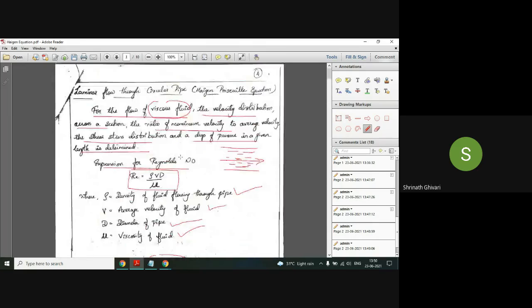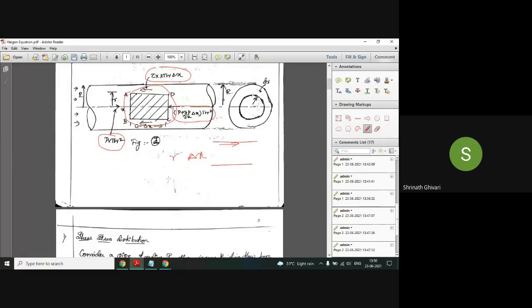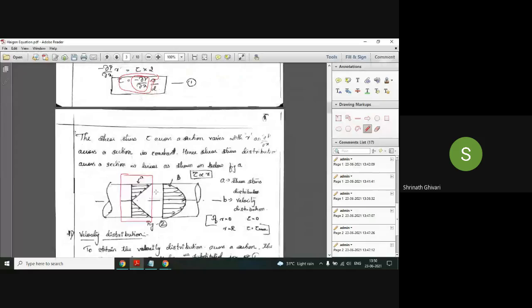So what do we have to derive? We have to derive the velocity distribution, the ratio of maximum velocity to average velocity, and the shear stress distribution. We have got the shear stress distribution. Now we'll go for the velocity distribution, how the velocity is distributed throughout the pipe.